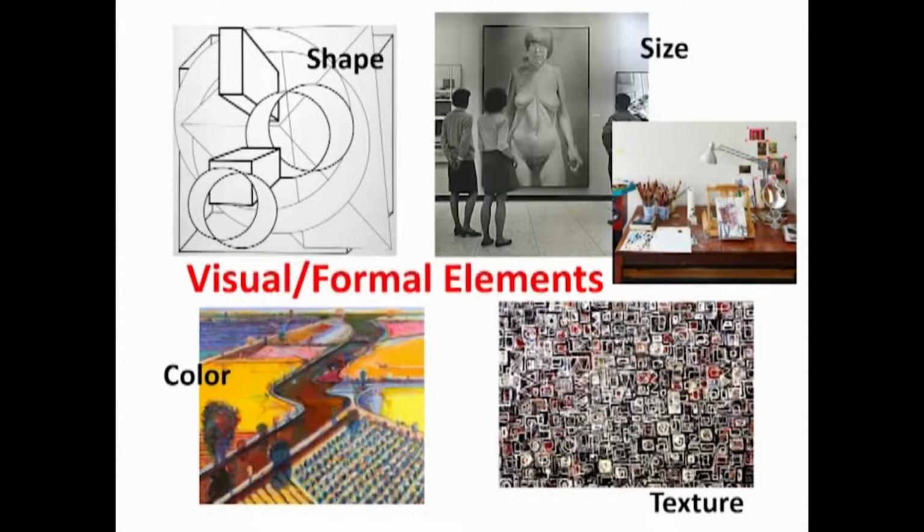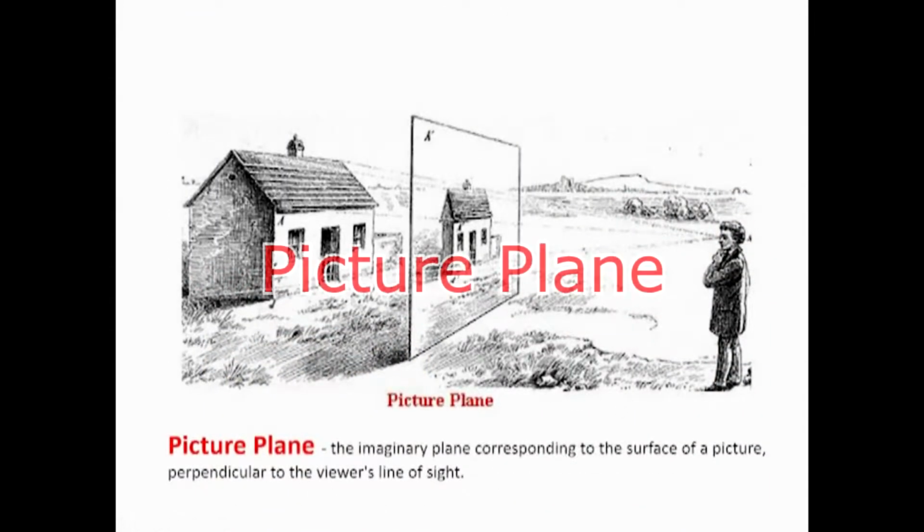Let's talk about the visual/formal elements and what they can be. We can talk about those in terms of shape. We can talk about those in terms of size. We can talk about those in terms of color and also texture. What does that mean? First, let's start though with this picture plane. Want to know what the picture plane is?